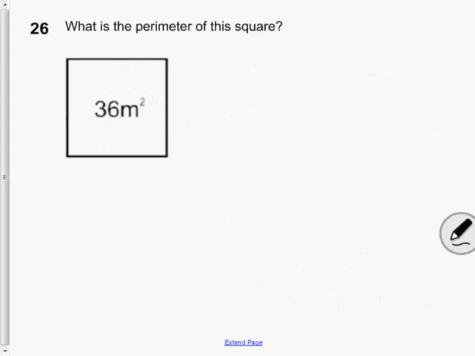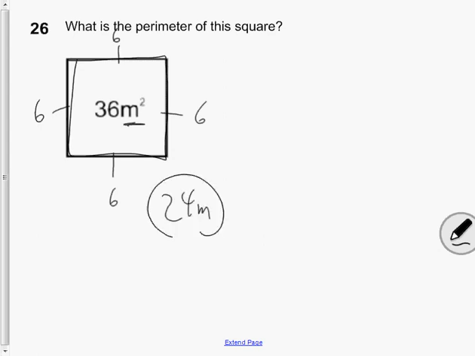What is the perimeter of the square? Since its area, obviously meter squared means area, since its area is 36 and it's a square, that means that this must have been 6, 6, 6, and 6, which means the perimeter of the square would be 4 times 6, or the perimeter is 24 meters.